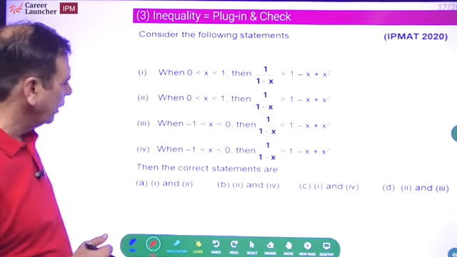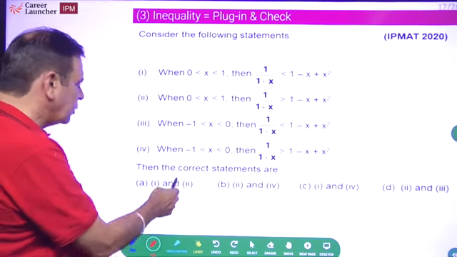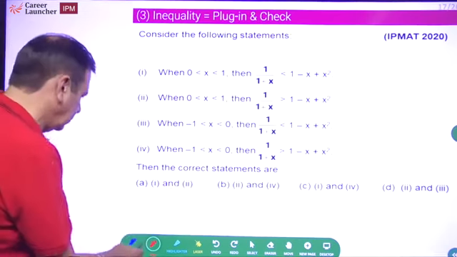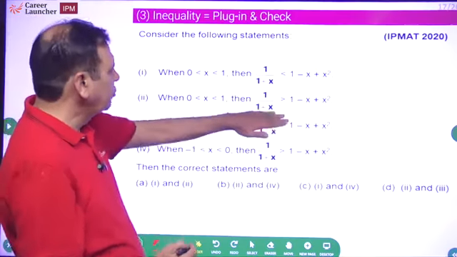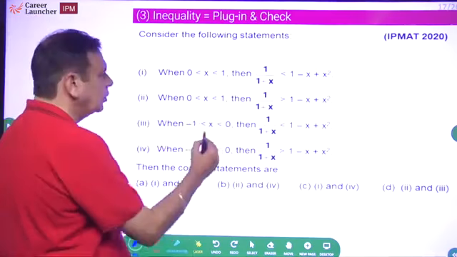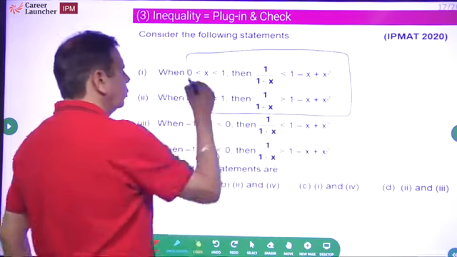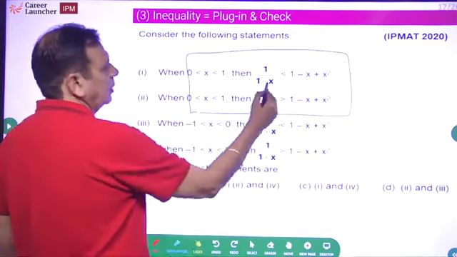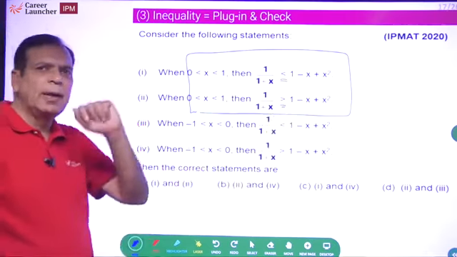Inequalities. Consider the following statements. 4 statements, which of them is correct? Okay. Great. Let's look at the statements. Now, please look at statement 1 and 2. Are the statements not the same? The only difference between statements 1 and 2 is, can both of them be correct together?